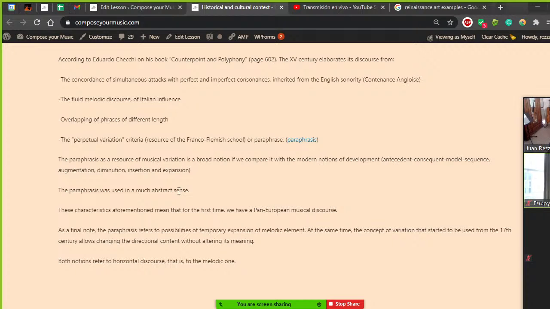That was the overlapping. The perpetual variation criteria results from the Franco-Flemish school of paraphrase, or paraphrasis. And this comes from the Greeks. Exactly, paraphrasis. I think it's a Greek word.